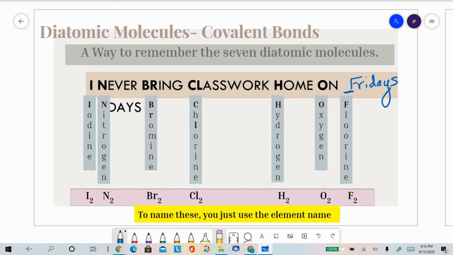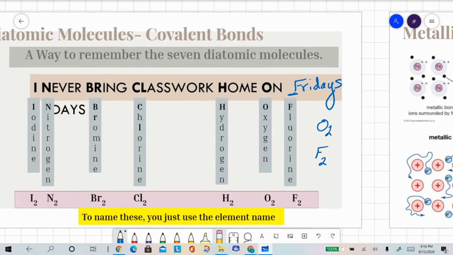And to name them, it's the element name. So if I'm talking about oxygen, I'm always talking about O2. If I say fluorine, I'm actually talking about F2. Unless they're bonded with other elements. And then if I say fluorine, I'm just talking about one atom of fluorine.